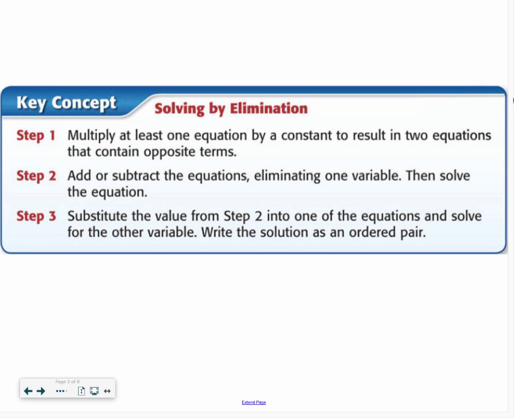So here is your key concept for this section. If you want to screenshot this and add it to your little collection, go for it. This is pretty similar to what we did yesterday. We're just adding one more step. And that step is to multiply at least one equation by a constant in order to result with two equations that contain opposite terms. I know that seems a little bit confusing right now, but we're going to go through problems to show you exactly what that means. But notice that it says multiply at least one. So sometimes you will multiply both equations by a number, okay?